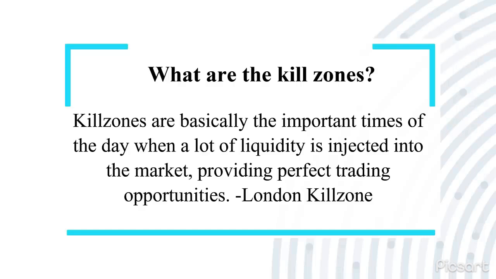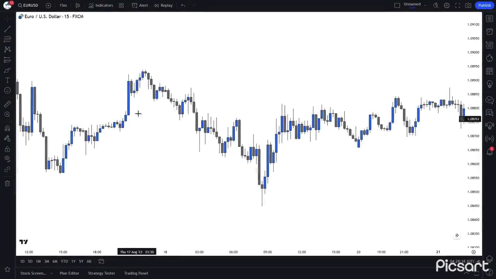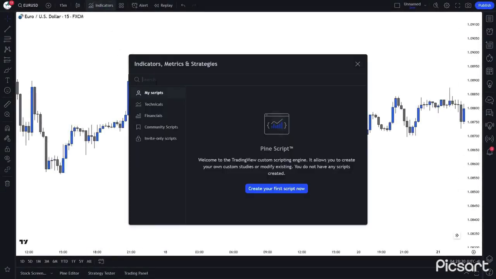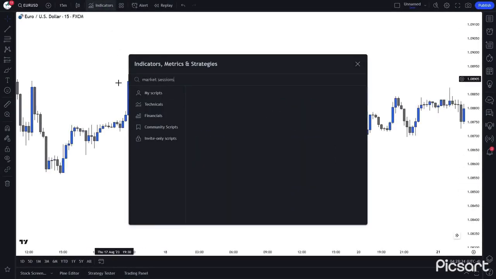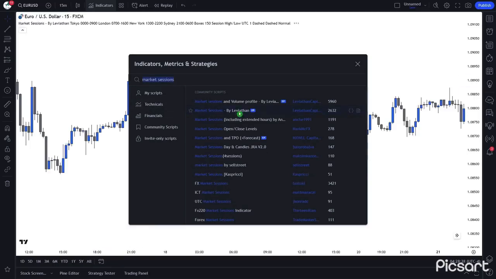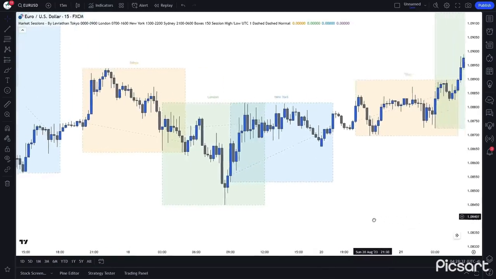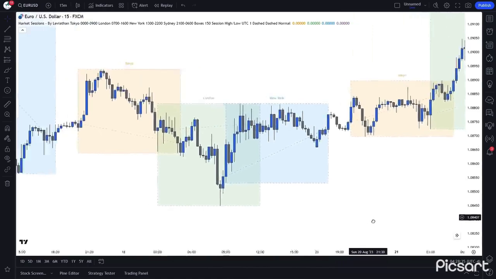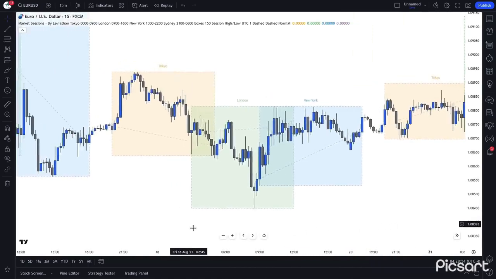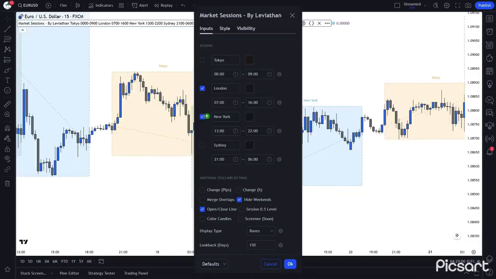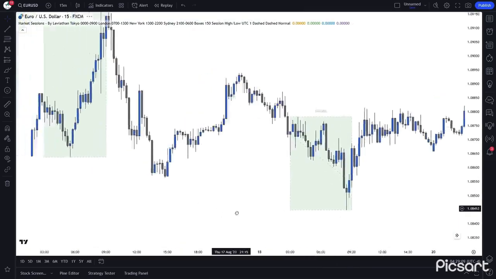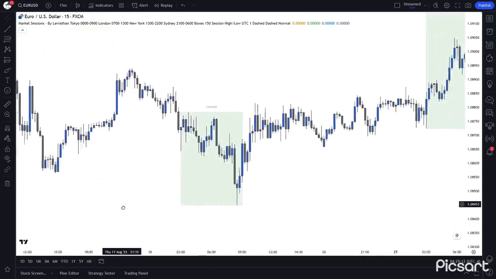So how to identify the London kill zone on the chart? Open the chart on TradingView and simply select the Indicators tab. Here, write Market Sessions and click on the indicator provided by Leviathan. This indicator shows all of the sessions, so we need to make some adjustments. In the Settings tab, first uncheck the Tokyo, New York, and Sydney, and then change the close of the London session to 13 o'clock. Then we are going to have our London kill zone marked on the chart.